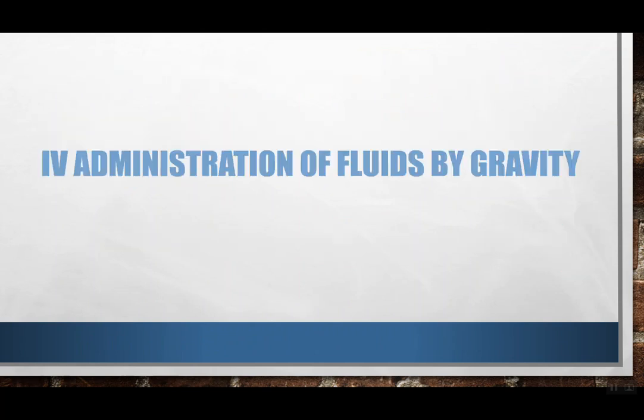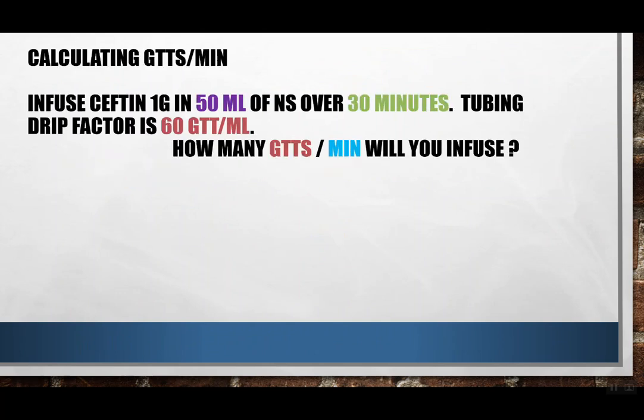There are plenty of equations and plenty of practice in your books to be able to do that. These are just 3 ways of walking you through it to help you start practicing this. Here's another one, IV administration of fluids by gravity. So we want to calculate drips per minute, or GTTs per minute. Our problem is infuse Ceftin 1 gram in 50 mils of normal saline over 30 minutes. The tubing drip factor is 60 drips per mil. How many drips per minute will you infuse?